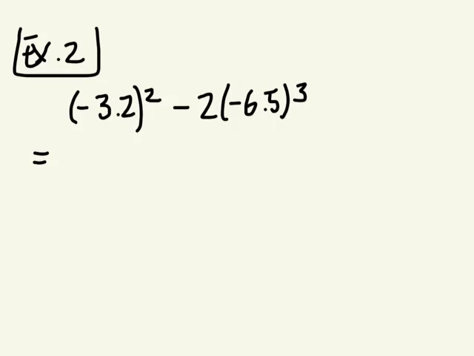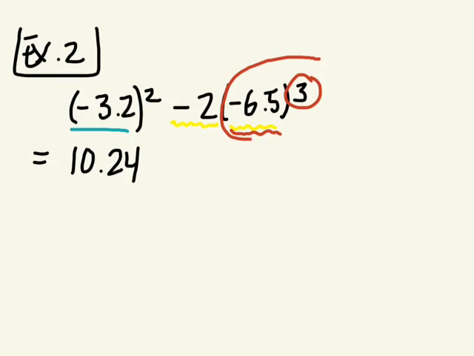Okay, so to simplify this expression, well, let's look at the first power. We have negative 3.2 to the power of 2. The result will be positive or negative? Good. What comes next? Well, first of all, what's 3.2 to the power of 2? What's negative 3.2 to the power of 2? 10.24. Now, what do I do next? Do I multiply negative 2 times negative 6.5, or do I simplify negative 6.5 to the power of 3? Think of BEDMAS. Which part comes first? This needs to come first.